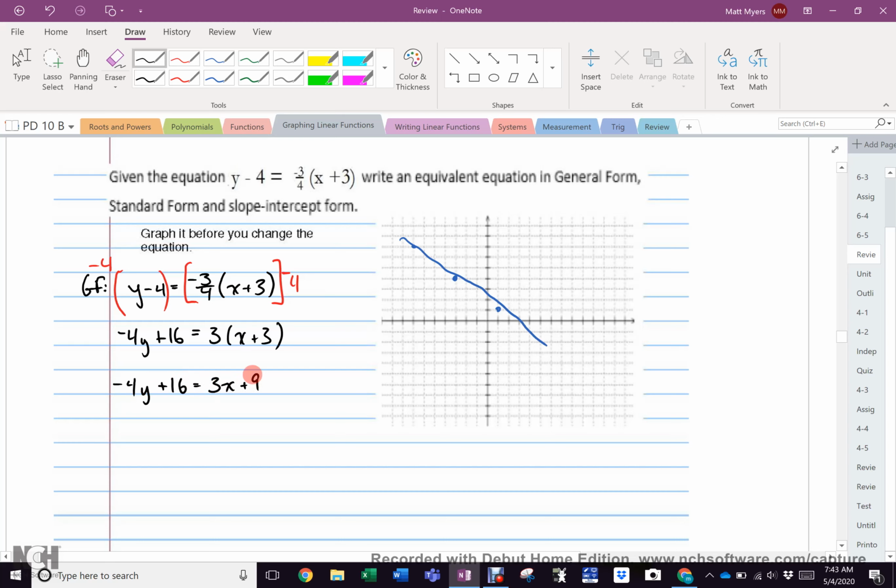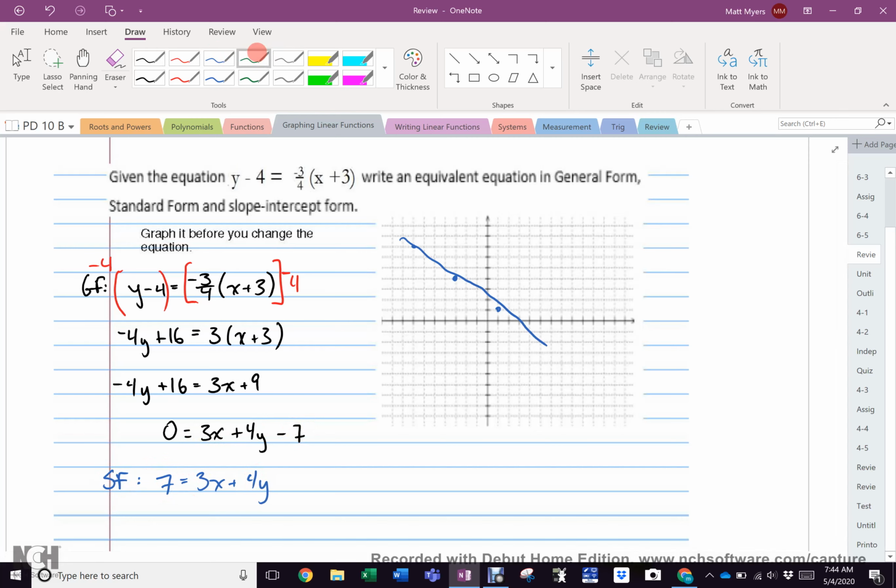Then I just put it all together. X has to be positive. It already is, so x isn't going to move. So 0 equals 3x plus 4y, then that comes over there, minus 7. That is general form. Standard form is, of course, his ugly cousin. I just move the 7. 7 equals 3x plus 4y.